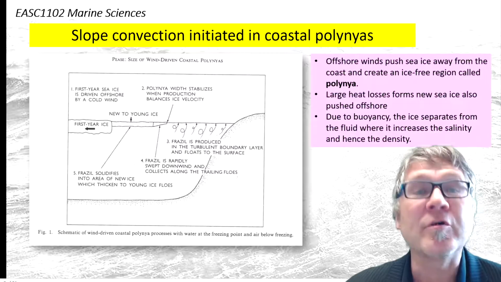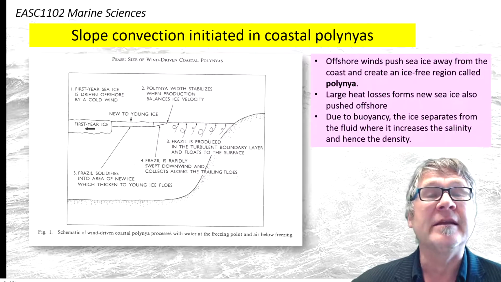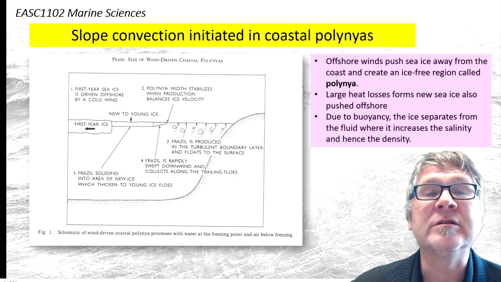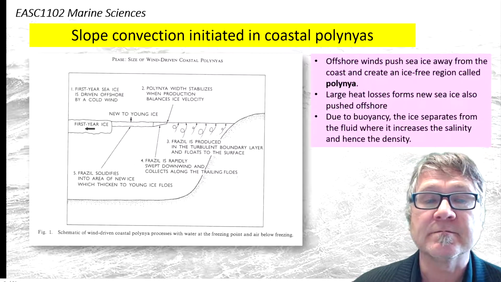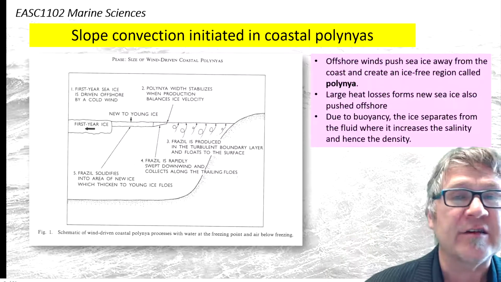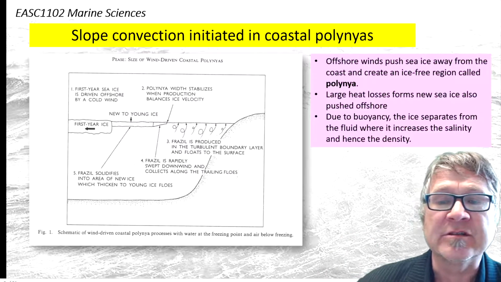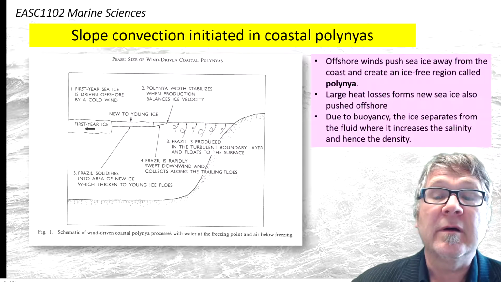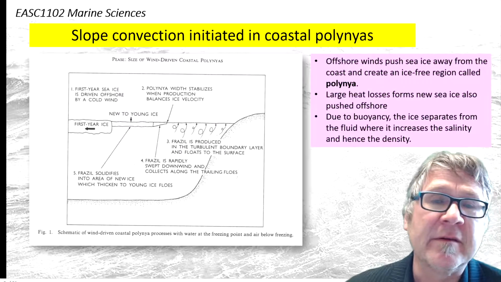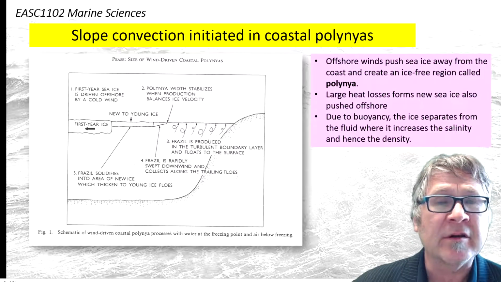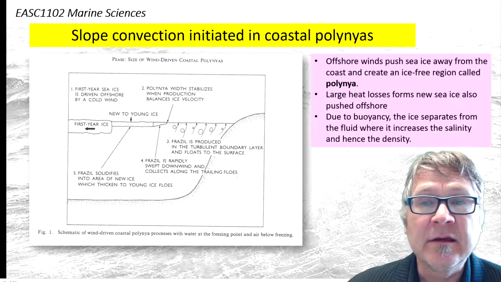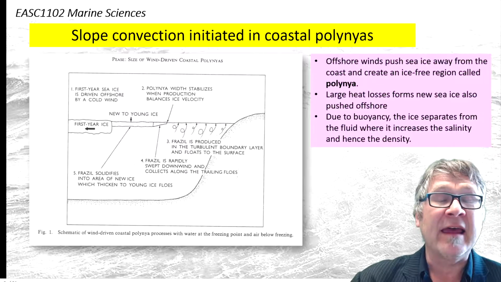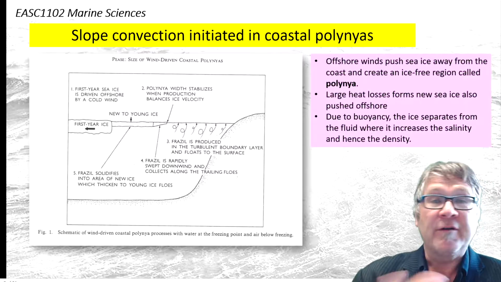So now we talk about slope convection, initiated on the continental shelf in areas known as coastal polynyas. In this little sketch, again, you look from the side, and you can see a continental shelf in a polar region. Again, there are a number of steps you need to understand in order to see how this process can create dense water. The starting point is an area which is very cold.